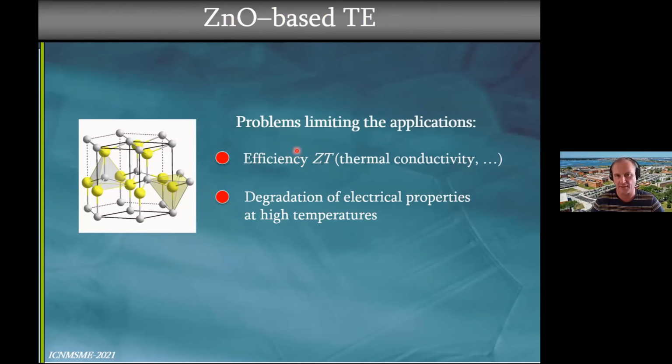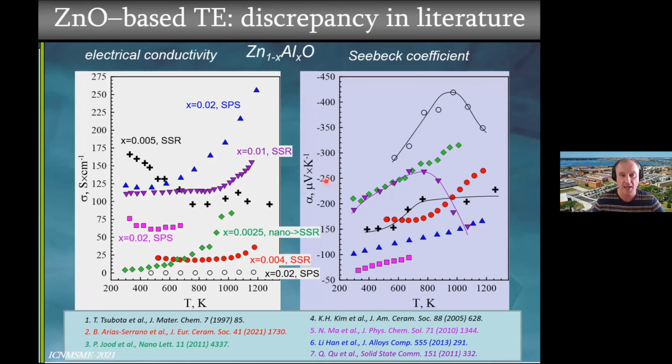So these materials have an inherently high thermal conductivity, and this is something very difficult to deal with. But they also show degradation of electrical properties at high temperature, which actually suggests that it's difficult to use them as high temperature thermoelectrics. Here I compiled some examples of aluminum doped zinc oxide with different concentrations of dopant prepared by using different routes, and you can see that even for the same dopant content, you can really observe different conductivities, and the values also depend a lot on the measurement route.